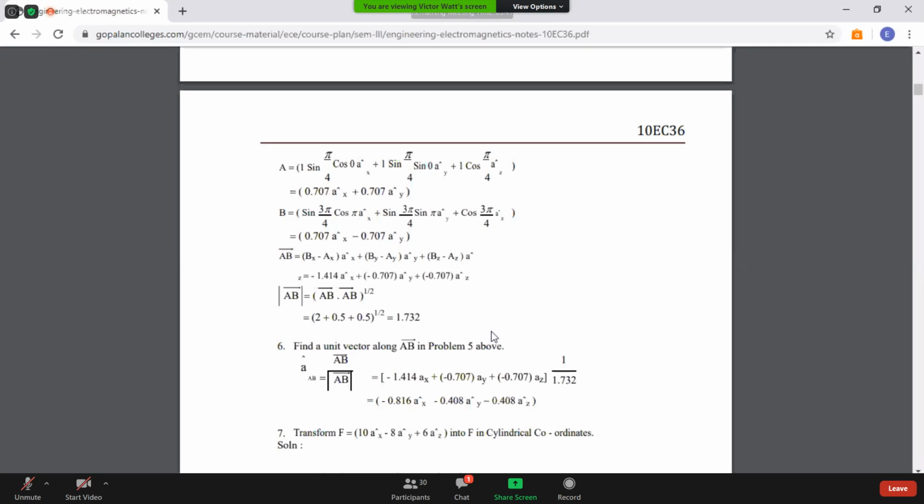All right, good enough. Find the unit vector AB in problem 5. Okay. Modulus of AB. This is your vector AB here. Unit vector is vector AB over the modulus of AB, which is this.